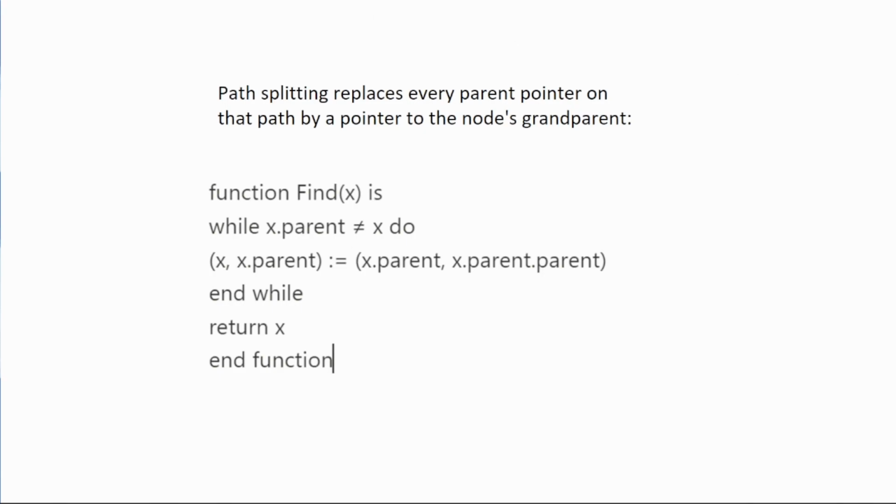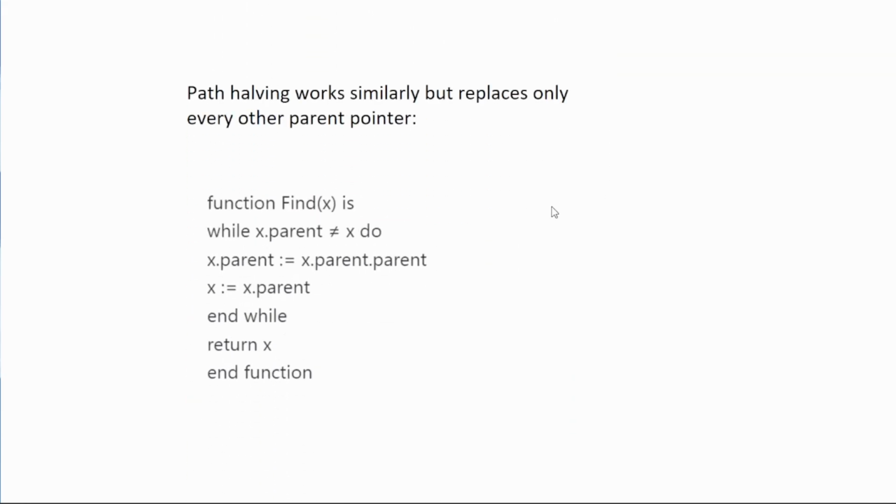However, we can actually make the runtime a little bit faster by using compression techniques. There are 2 compression techniques. The first is path splitting, which replaces every parent pointer on that path by a pointer to the node's grandparent. The other compression technique is called path halving, which works similarly but replaces only every other parent pointer.